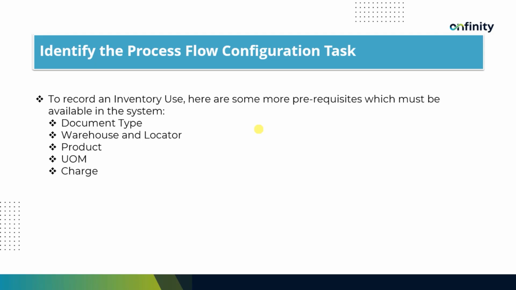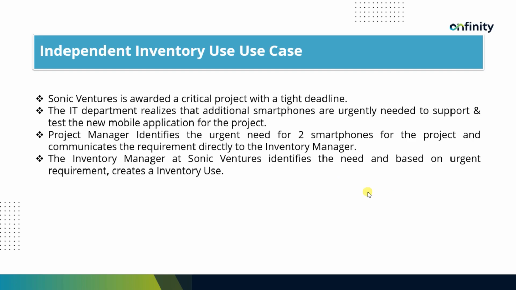Once the concept is clear, it is important to identify the process flow configuration task. To record an inventory use, here are some more things that must be set up in the system. These include the document type, warehouse and locator, product, unit of measure, and charge. These configurations are essential for generating document numbers, recording transactions accurately, and updating inventory quantities. Let's now move forward to the independent inventory use case.